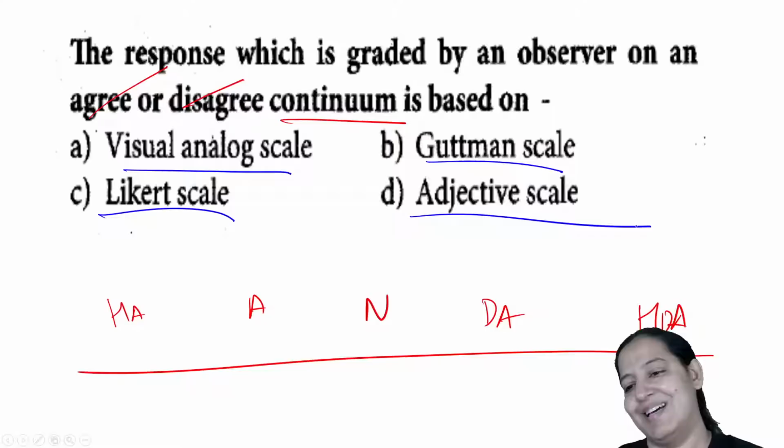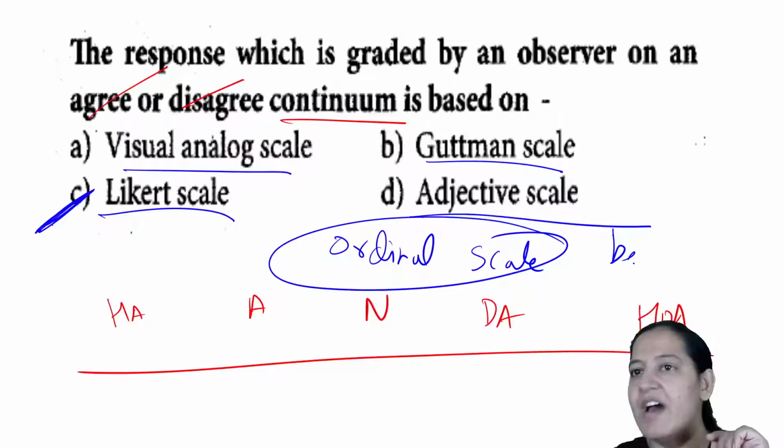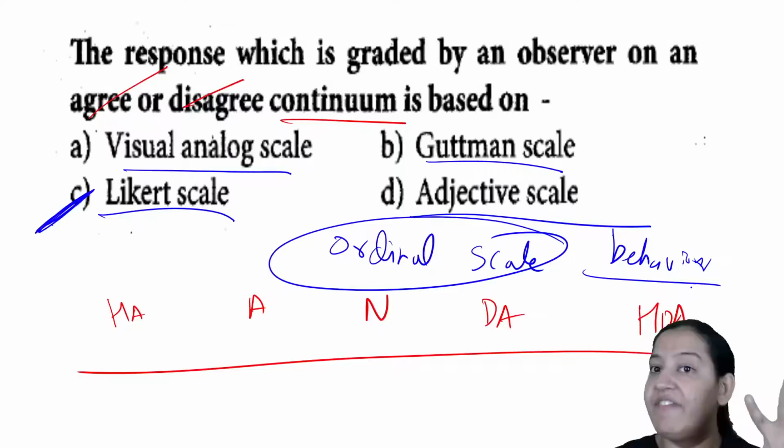Yes, yes. So Martin, Yogesh, you all are right. So is it Likert scale? Correct answer here is C. It is a special type of ordinal scale where we measure the behavior and attitude of a person. So agree, disagree is a type of behavior and attitude. So correct answer here is Likert. So either 3, 5 or 7 options are there.